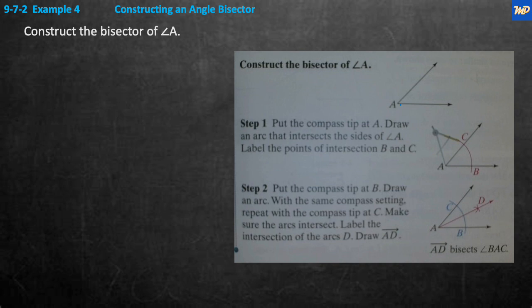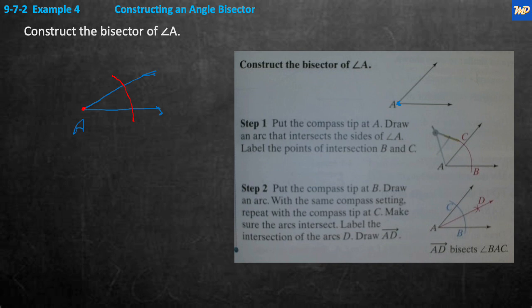Anyways, it says put the compass tip at point A, and then you're going to strike an arc. It doesn't matter how big the arc is, but you're going to intersect both sides of the angle and label the points B and C. And they did it B on the bottom, C on the top. So what they did is they drew an angle. Here's A, and it goes up like this. So what they're telling us to do is put the pin tip of your compass here and draw an arc. Kind of straightforward and easy.